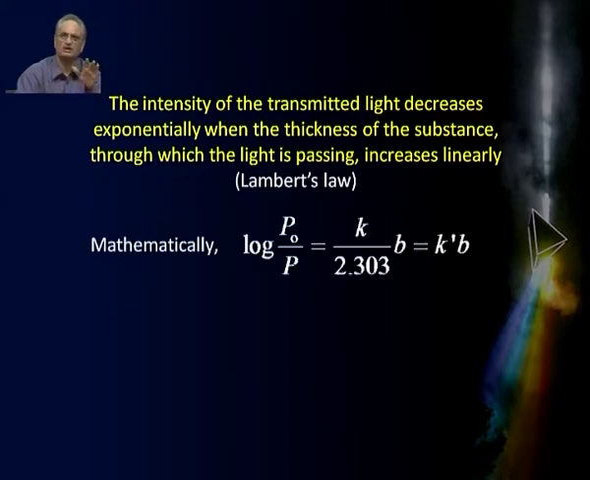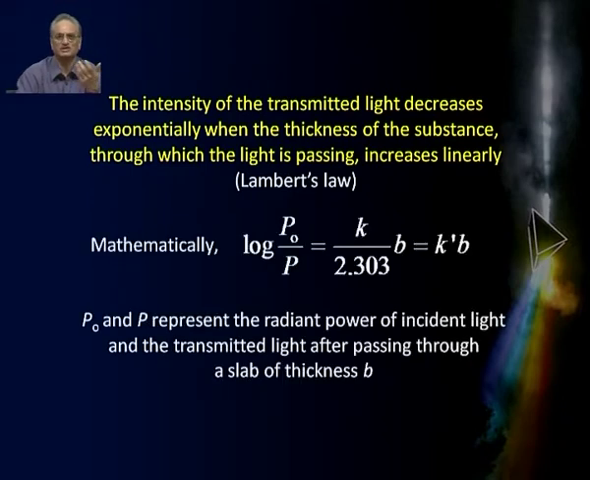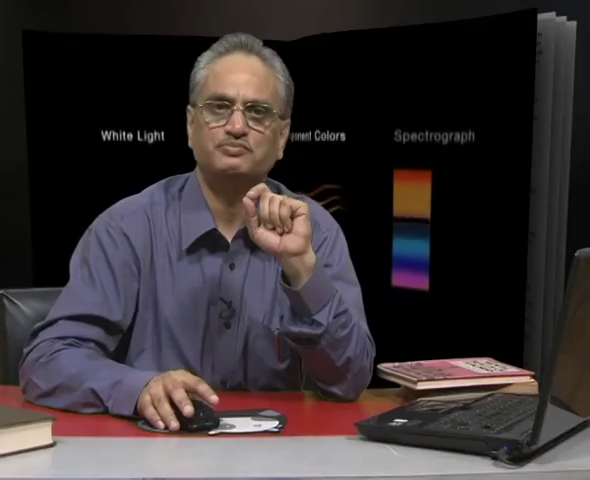But for right now, I just want to say in passing that mathematically this is given as follows, where P naught is the intensity of radiation falling on the sample, P is the one which is getting transmitted, and this depends on b, the thickness of the medium, that is the path length I am talking about. More about it we will talk about when we talk about electronic spectroscopy.